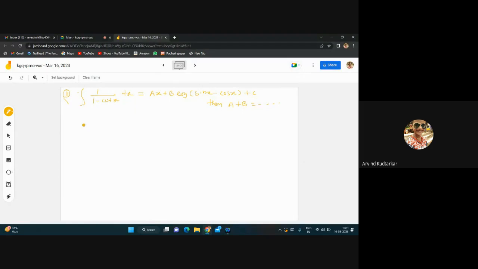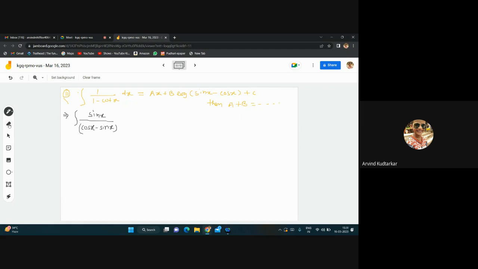Now here in this integral there is a term of cot, and cot is related with sin and cos. So when you are taking their LCM, what is the LCM? 1 minus cos by sin, means sin will shift to the numerator, that is sin x upon sin x minus cos x.